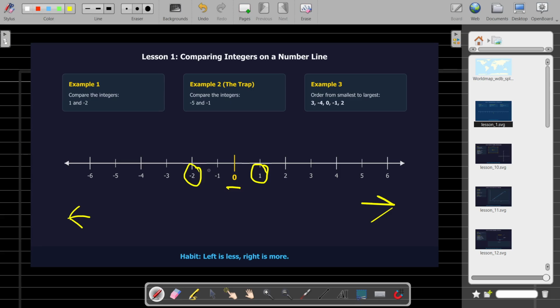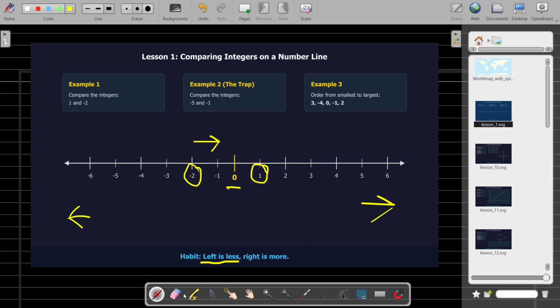Now, which one is greater? Let us use our habit. Left is less, right is more. Positive 1 is to the right of negative 2. If you look at the direction of this, very simple, very clear. So positive 1 is going to be the larger number.